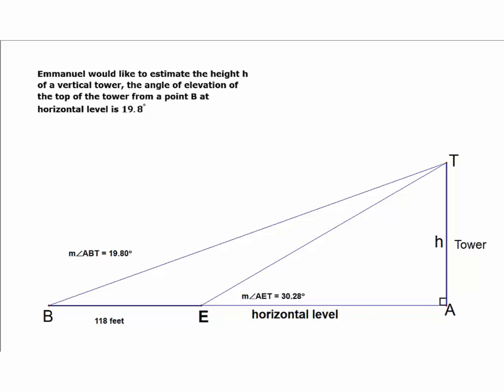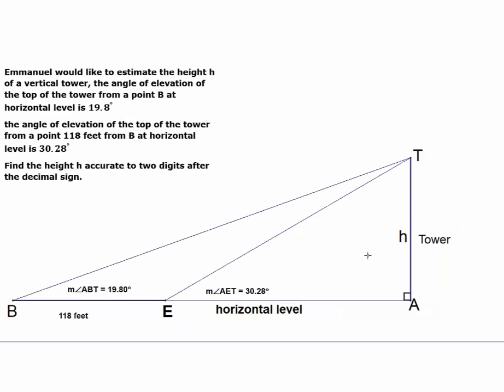So what we have now is this word problem to solve: we have to find the height h of the tower, where the angle of elevation of the top from this point B is 19.8 degrees, the tower is vertical and this is horizontal level, and from a point E, 118 feet from B, the angle of elevation of the tower is 30.28 degrees, and we have to find h.